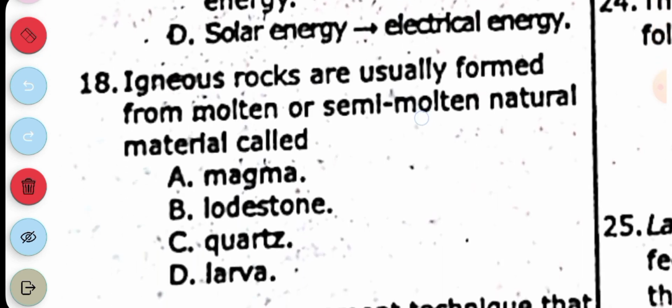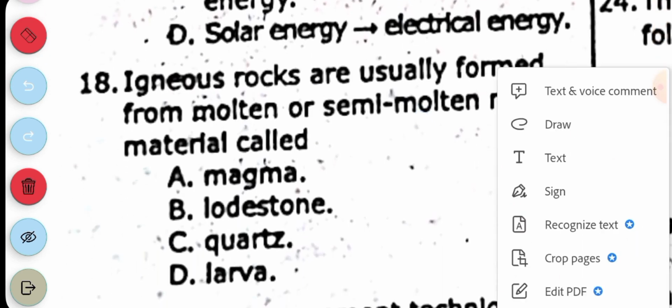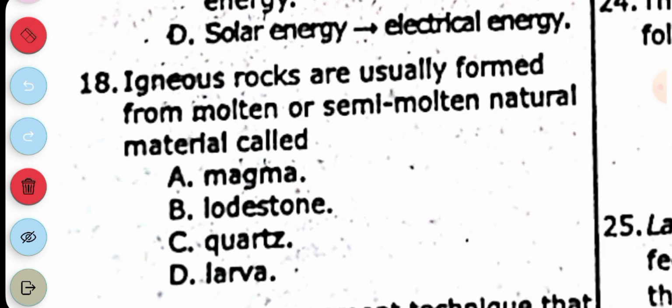Question 18. Igneous rock are usually formed from molten or semi-molten natural material called A. Magma, B. Lodestone, C. Quartz, D. Lava. And the answer to question 18 is D. You might be thinking it's magma. Magma is actually the molten one. When the magma comes out, it's called lava, and the lava is what solidifies to the igneous rock.